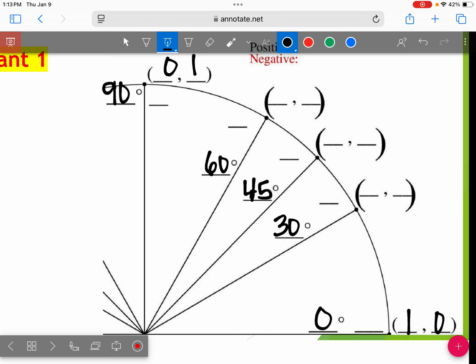Now let's fill in the radians. So 0 degrees is the same as 0 radians. Let me do my radians in a different color. So 30 degrees, if you were to take 30 pi over 180, that reduces down to pi over 6. So that would be my first radian. And then this would be pi over 4, and this is pi over 3. And like we said, 90 is the same as pi over 2.